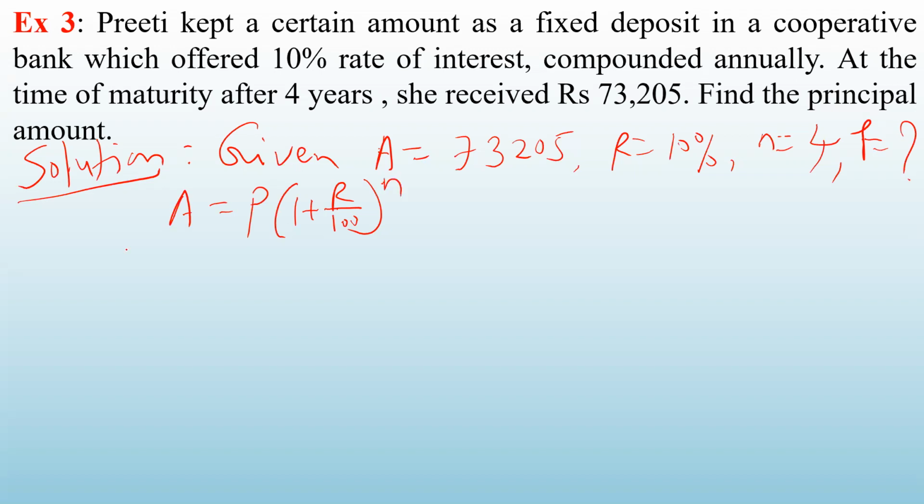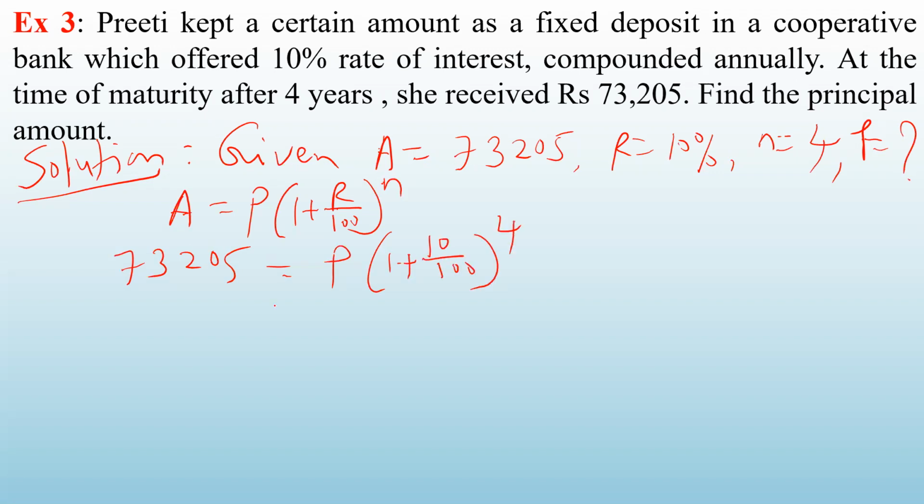So here the amount is given to you. I'm putting the value 73,205 for A. Put all the values. P you have to calculate, so put P as it is. 1 plus R, where R is 10 upon 100, and N is 4.